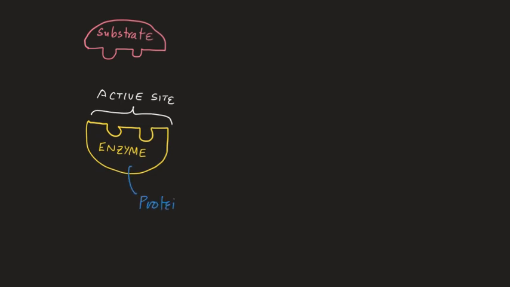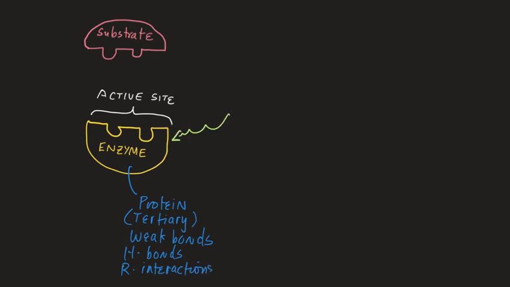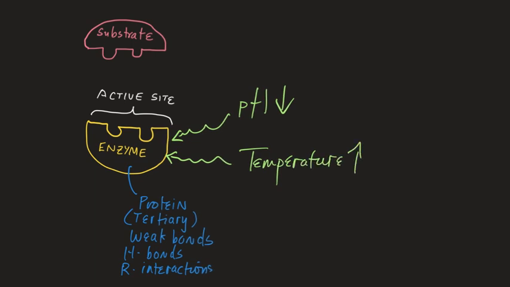And if you remember, the tertiary structure of a protein is held together by weak bonds such as hydrogen bonds and R interactions. Now, these weak bonds can be easily disrupted by high temperature or low pH. If an enzyme is exposed to either low pH, which is acidic, or high temperature beyond 40 degrees Celsius, then these H bonds and R interactions are disrupted.